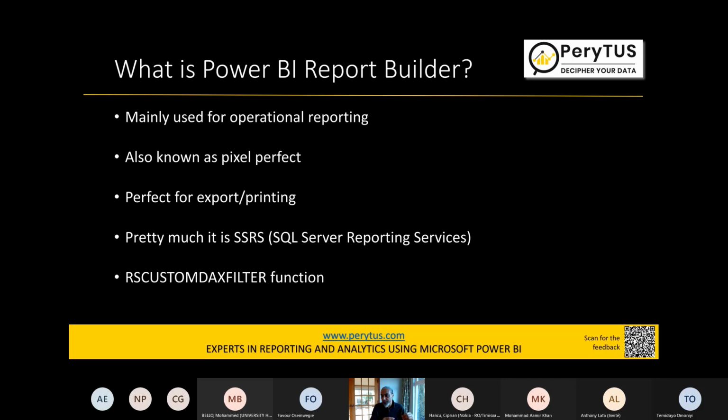That's why these are also called pixel perfect reports, because you can control each and every element of the report. For example, you can control how many inches or centimeters, where the text is, how big, the color. If you're using a matrix or table visual in Power BI Desktop, there are very few things you can control. But in a paginated report, you can control every single element, and that's why it is called pixel perfect.